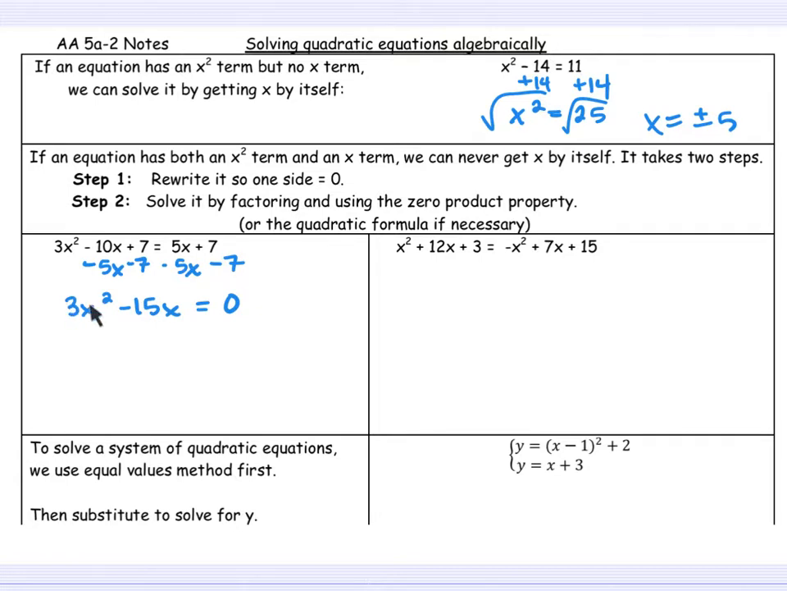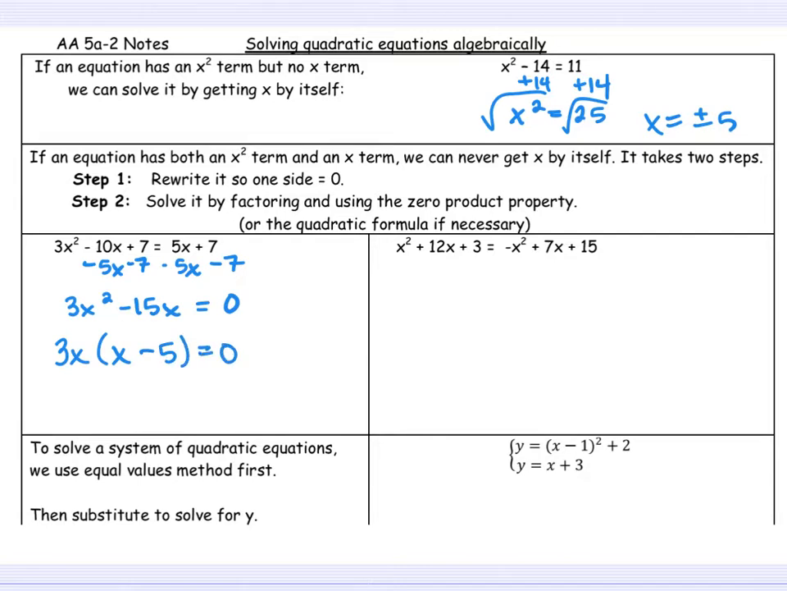Both 3x squared and negative 15 are divisible by 3, so I can pull that 3 and the x, because they both have an x, out front. So 3 times x is going to give me 3x squared. So I got my x there. And then 3 times negative 5 is going to give me negative 15x. So minus 5 equals 0.